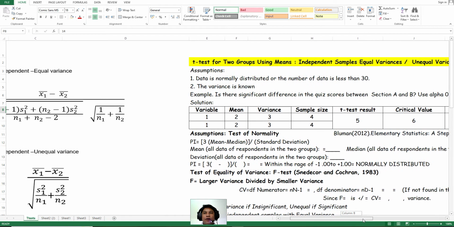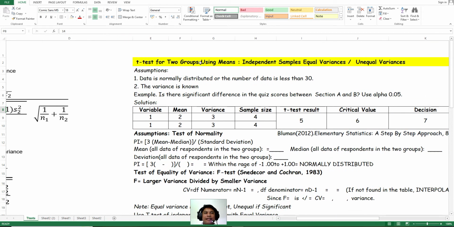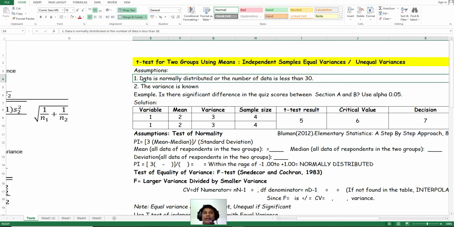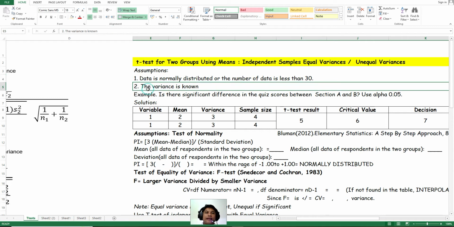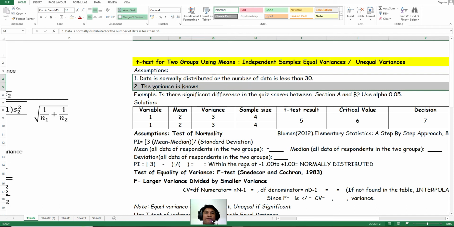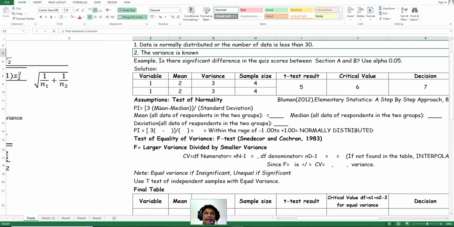Now, let us go to the idea of using the t-test. The same as with the independent samples equal variance, the same assumptions will be carried. So we have to determine whether the data is normally distributed or the number of data is at least 30, and second, whether the variance is known. We have to consider this: if our data meets these assumptions, we can use the t-test. Otherwise, we will use a non-parametric test.